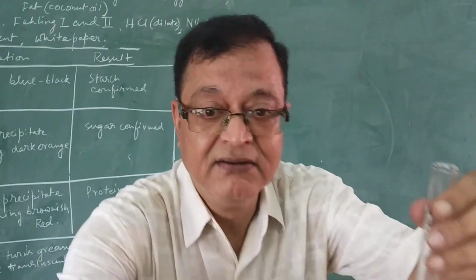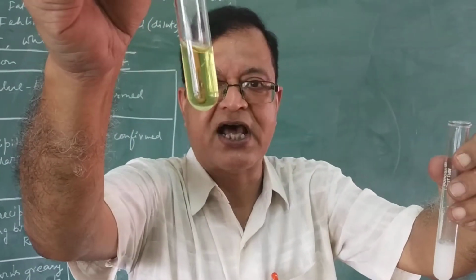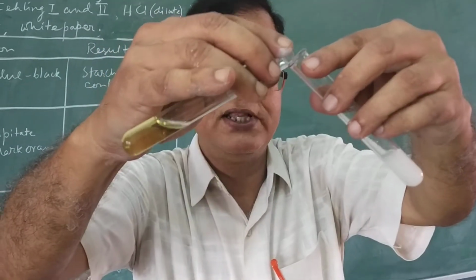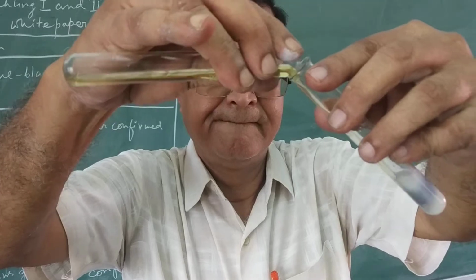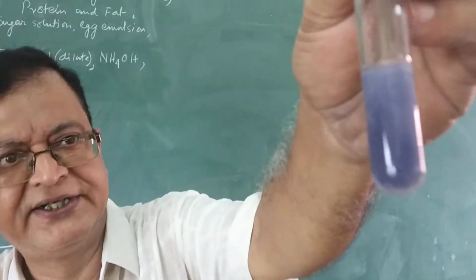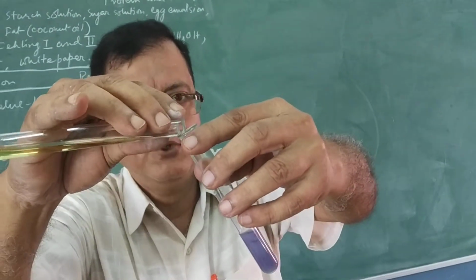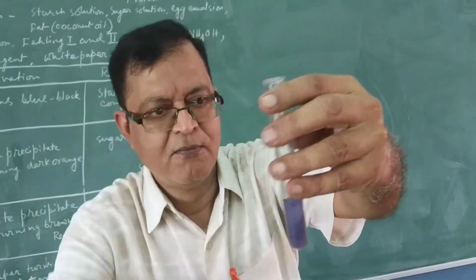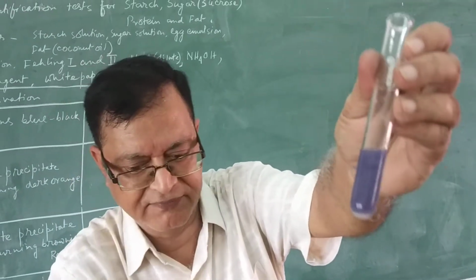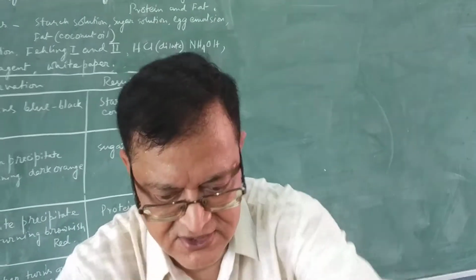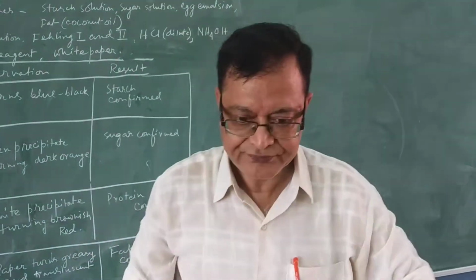Now we are adding iodine solution. This is the iodine solution. We are slowly adding it and see the color change. See, dark blue, blue-black color. This is called blue-black color. This blue-black color is the proof of the presence of starch. So that is number 1.